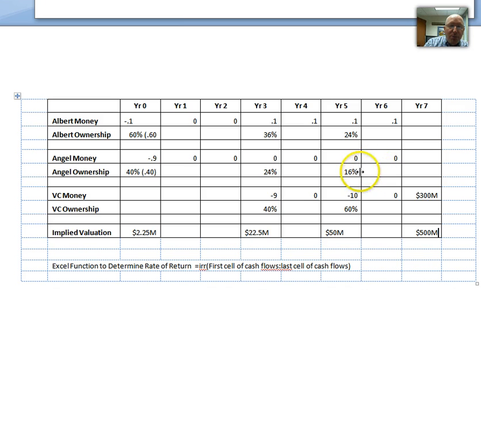What does the angel get? The angel gets 16% of the $500 million. So that means the angel gets $80 million. And Albert gets $120 million. I'm going to pause the tape now, and then I'm going to go fill in the Excel tables to do the IRR, and we'll be all done.